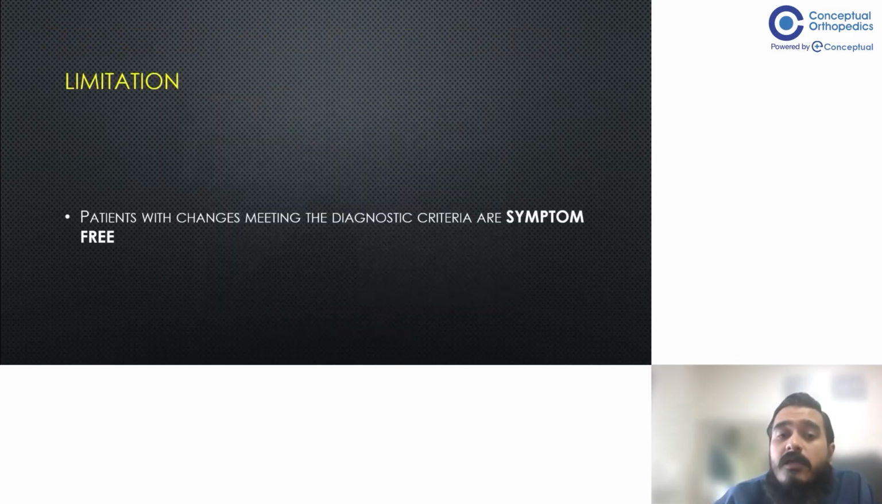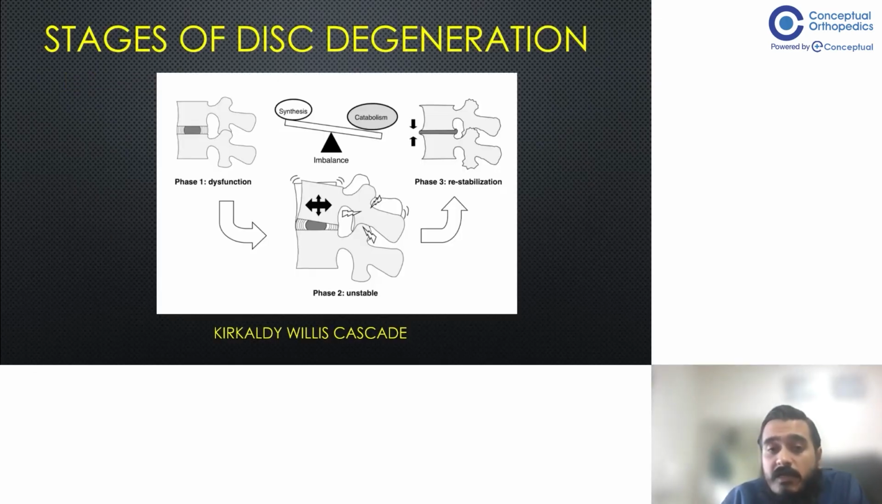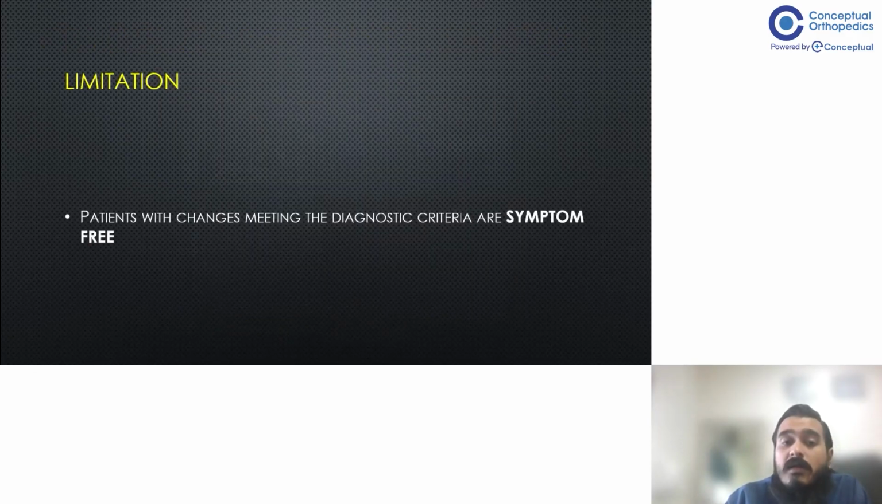Now, the limitation with the Kirkcaldy-Willis cascade was that patients with changes meeting the diagnostic criteria were symptom free, and they also believed that some patients may miss some of the middle path and may directly go from dysfunction to restabilization. So these were the limitations that people were caught up with in establishing the Kirkcaldy-Willis cascade, and why exactly it cannot explain the degeneration that would happen in all patients.